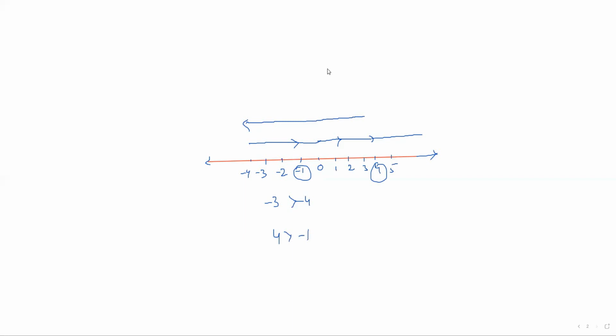If you understand this, now you can say 0 is greater than -1. 0 is greater than -2. Because 0 is on the right side of all the negative integers, 0 is greater than all the negative integers.